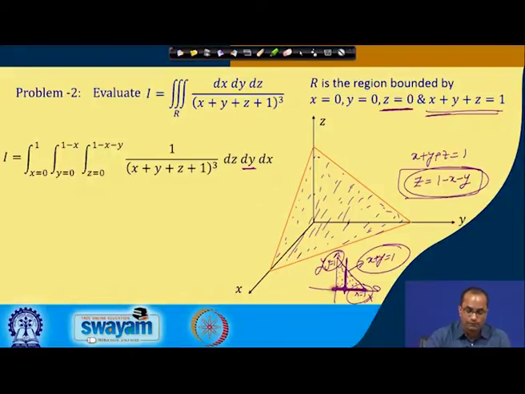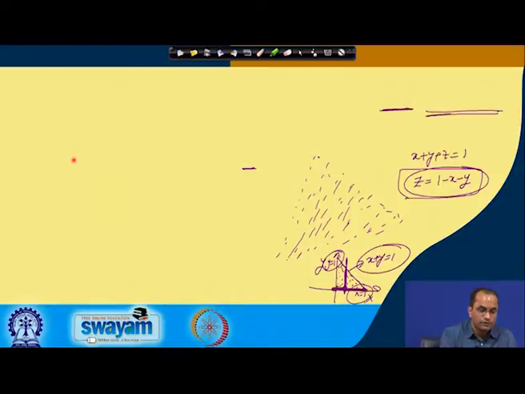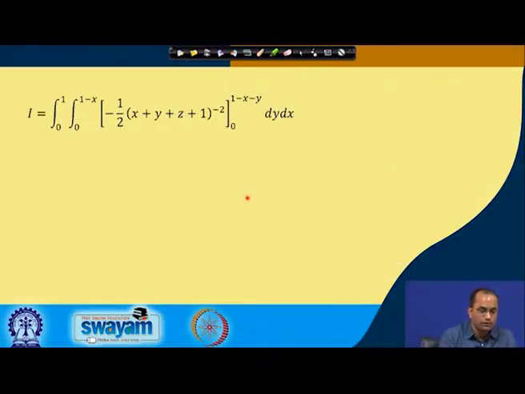So, in this case for the limits of y, we have from 0 to this line which is 1 minus x, and for the outer integral, x was then left from 0 to 1, which is given here. So, having these limits, now we can easily compute, because this is 1 over x plus y plus z plus 1 to the power 3 here, which we can integrate. So, we will get minus the power 2, from 0 to 1 minus x minus y. So, this is the integral we want to evaluate now.